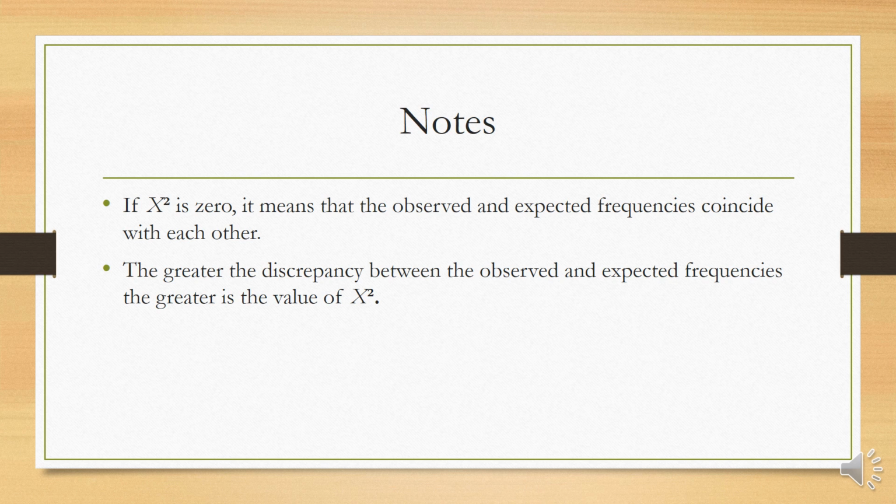So from the whole of the understanding, I have taken two notes. First is, if X² is 0, it means that the observed and expected frequencies coincide with each other. The greater the discrepancy between the observed and expected frequencies, the greater is the value of X².